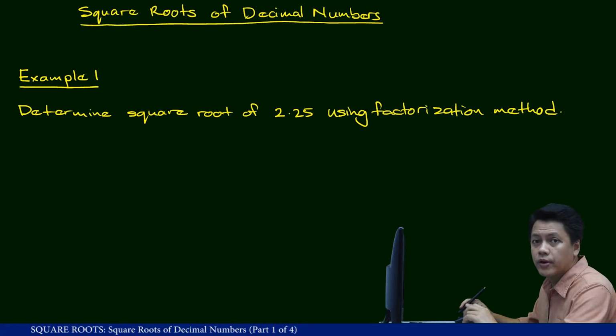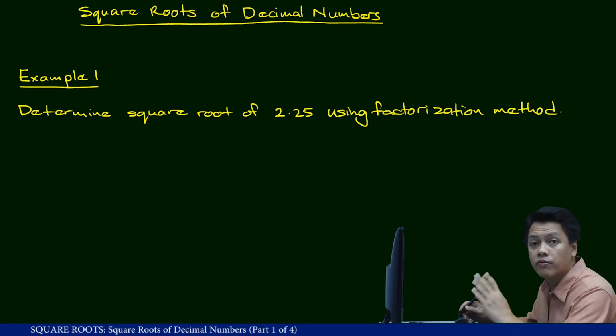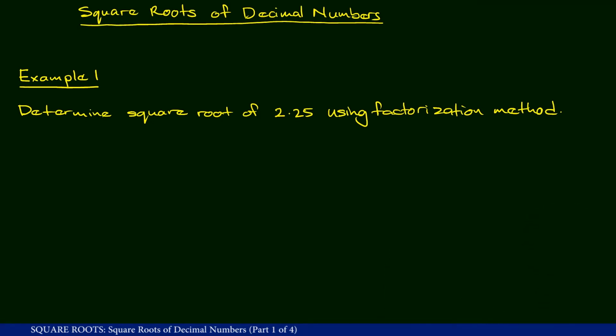We could also use factorization method to find out square root of some decimal numbers. And I have prepared 4 examples here. And let's take a look at the first one. Example 1. Determine square root of 2.25 using factorization method.